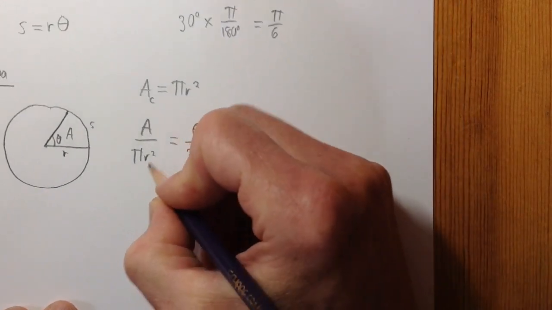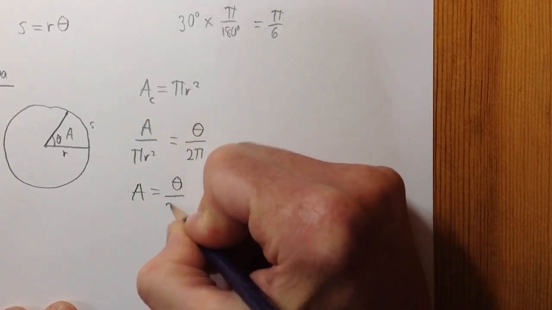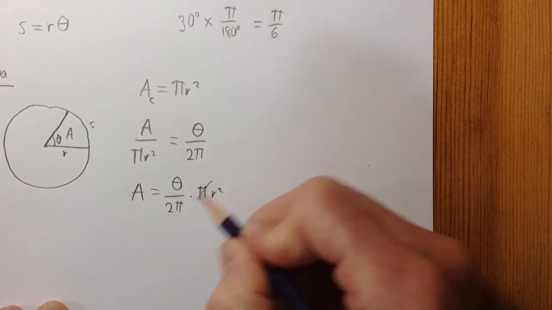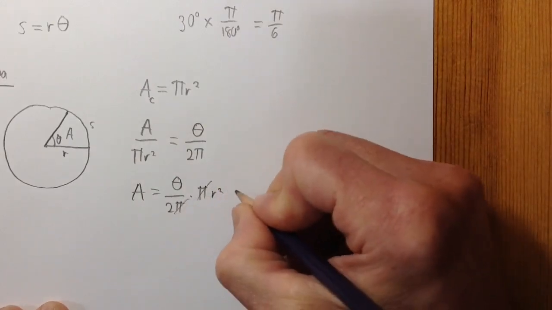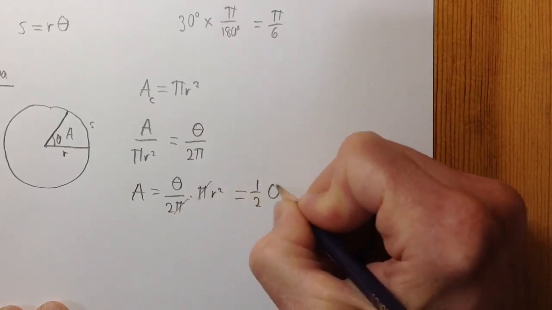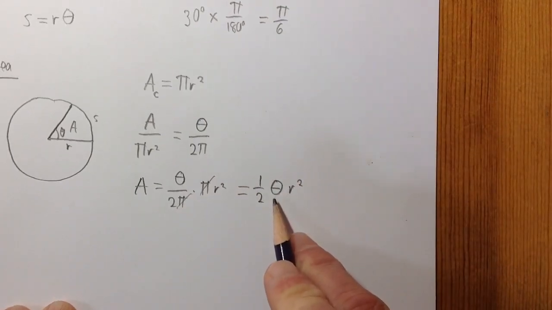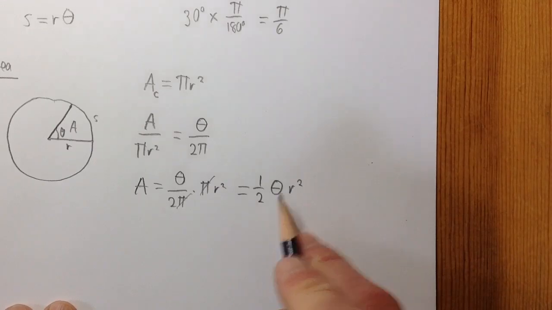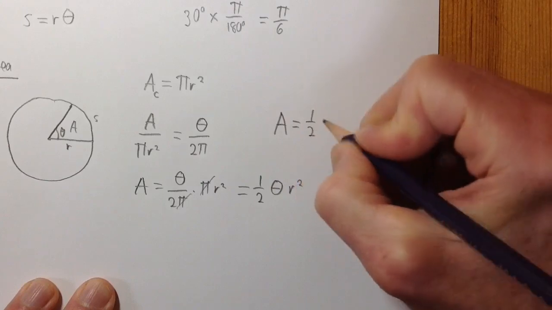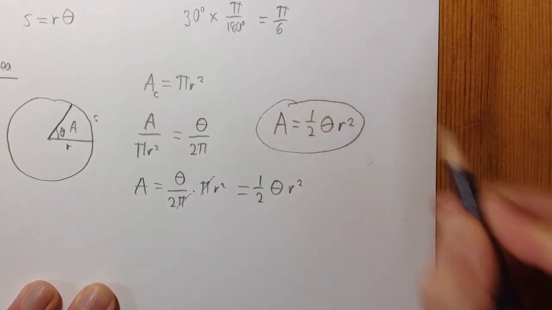So we want a formula for the area. Multiply pi r squared times both sides. The area is theta over 2 pi times pi r squared. The pi's cancel, which is nice, and all we have is a 2 in the bottom, so that's a 1/2, and then theta, and then r squared. Again, this only works for theta in radians, which is a natural unit. So our new formula is that the area of a wedge is 1/2 theta in radians times the radius of the circle squared. We're going to use that a lot.